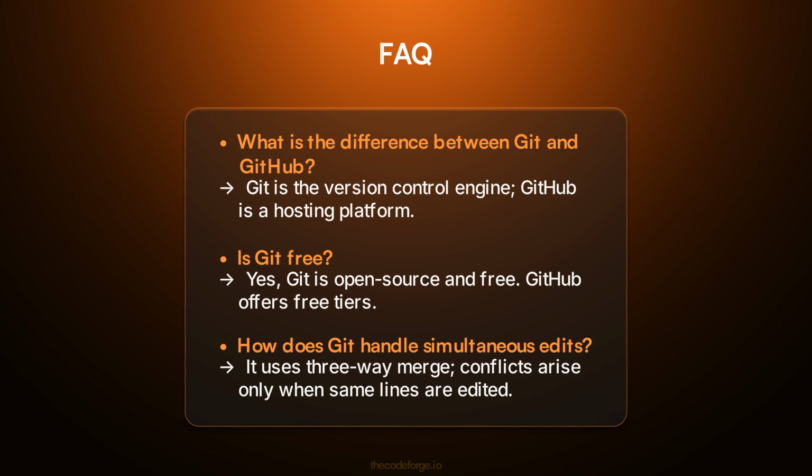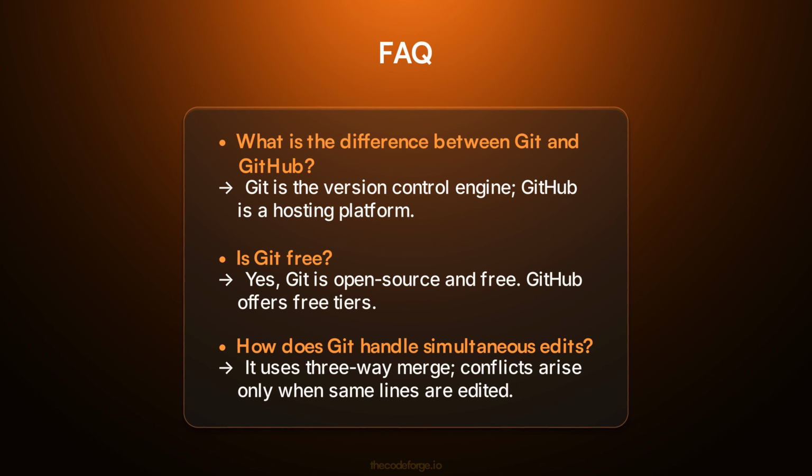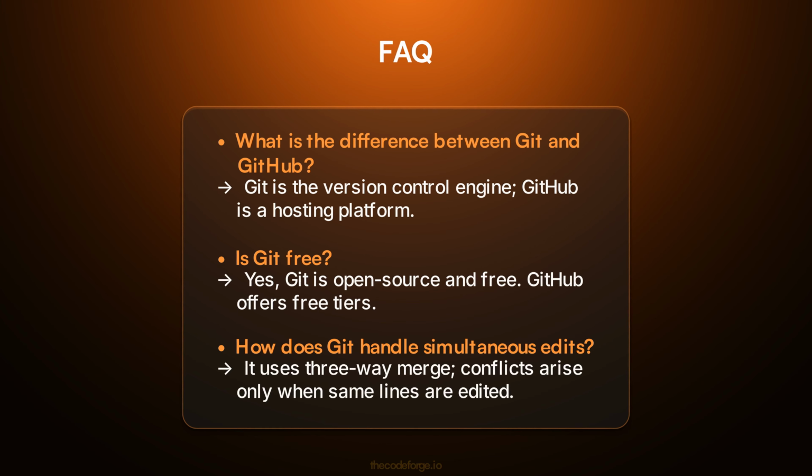And a few frequently asked questions. What is the difference between Git and GitHub? Git is the version control engine. GitHub is a hosting platform. Is Git free? Yes, Git is open source and free. GitHub offers free tiers. How does Git handle simultaneous edits? It uses three-way merge. Conflicts arise only when the same lines are edited.